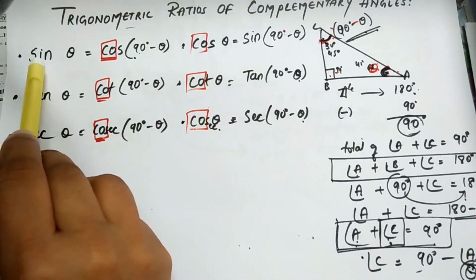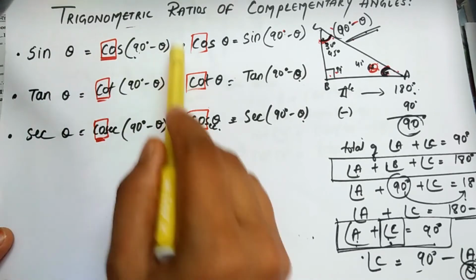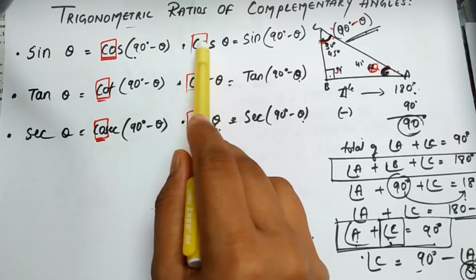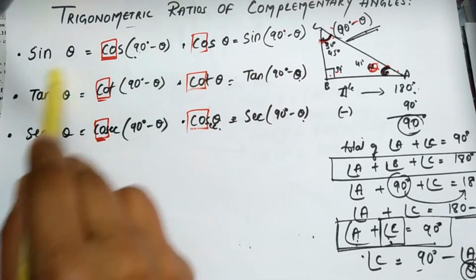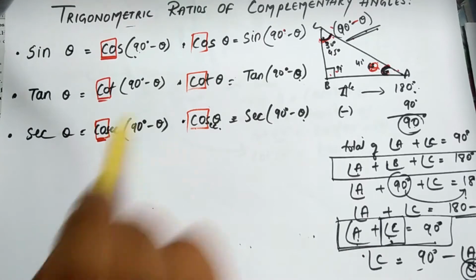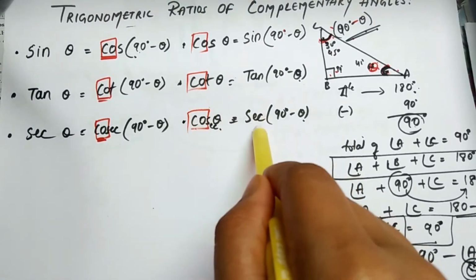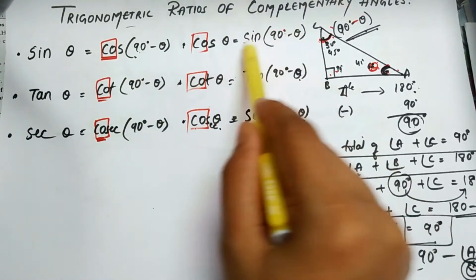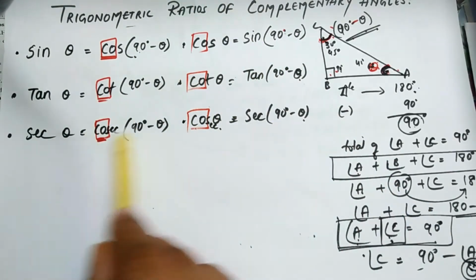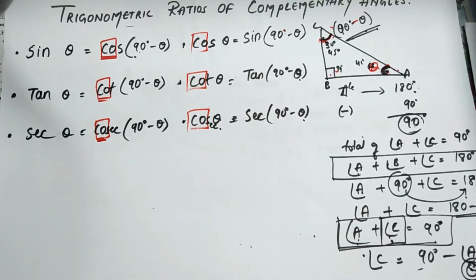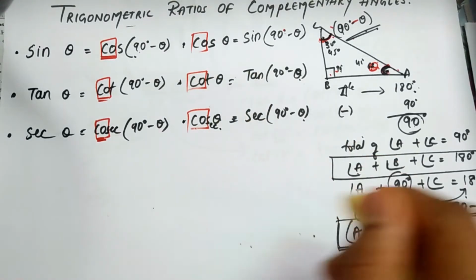Now sine is converted to cos, and the same thing goes for the rest. Cos is converted to sine, tan to cot, cot to tan, secant to cosecant, cosecant to secant, and theta is converted to 90 minus theta. Everywhere theta is replaced by 90 minus theta. I'm just telling this trick to remember the formulas. It's not the derivation of it.